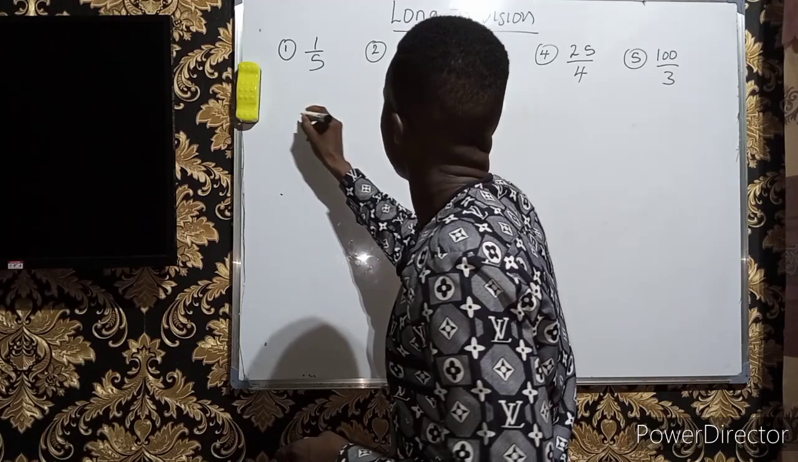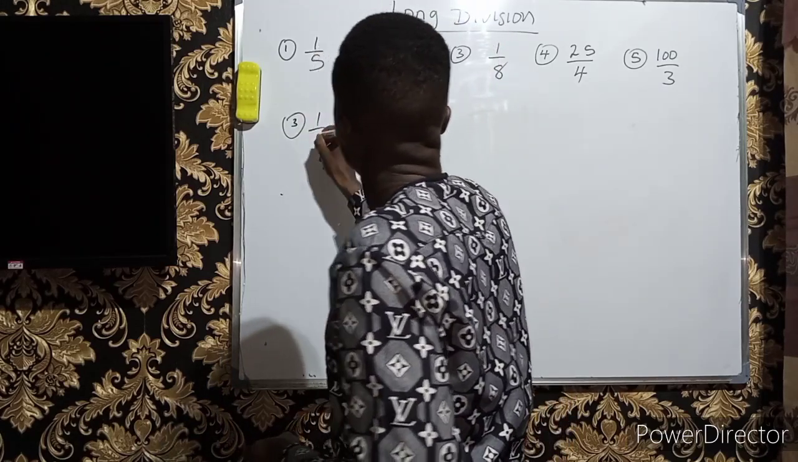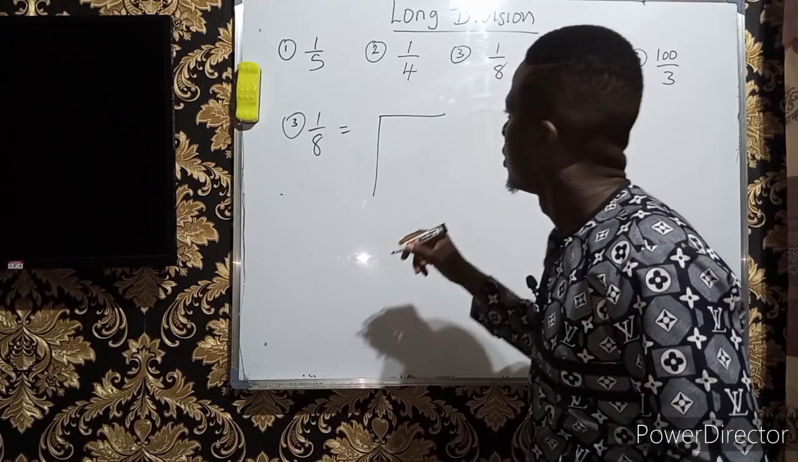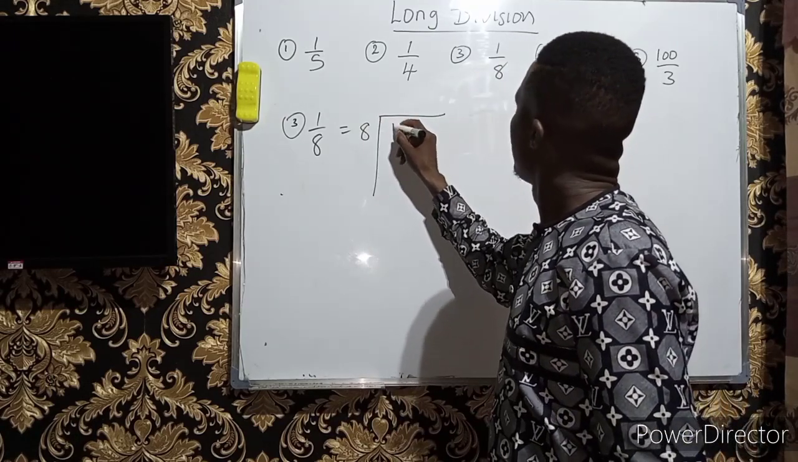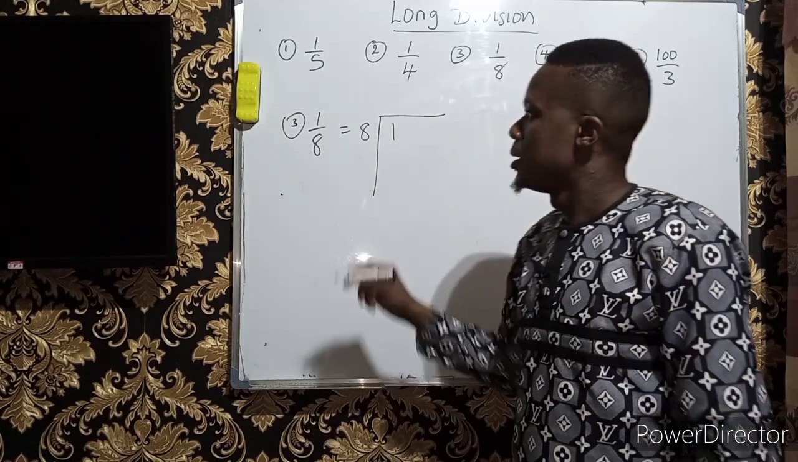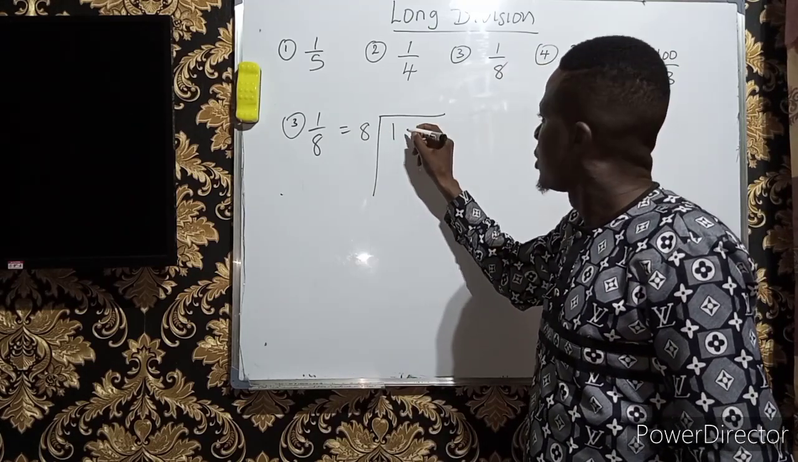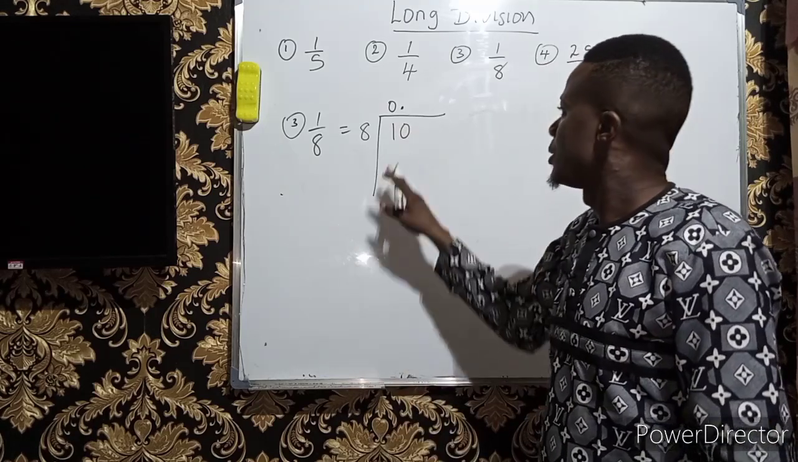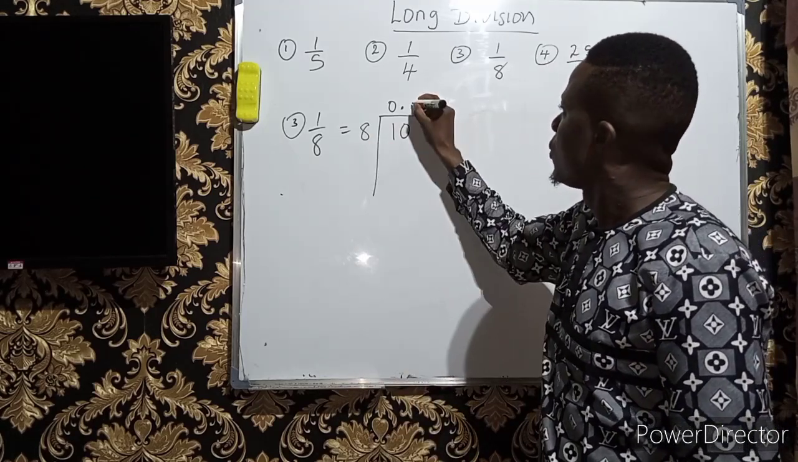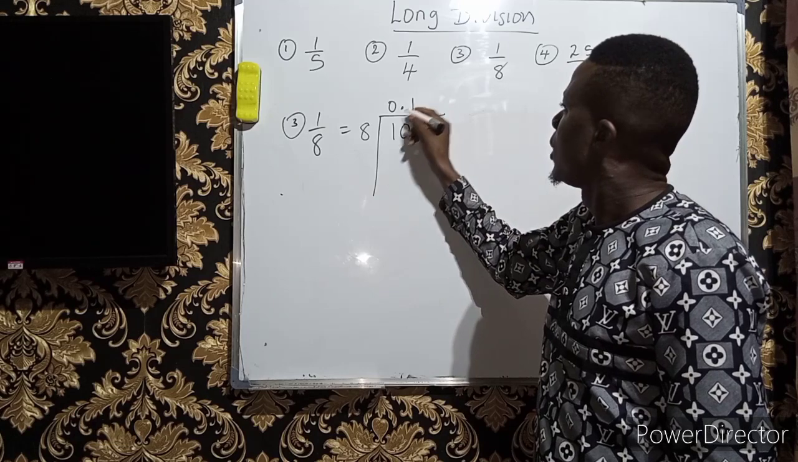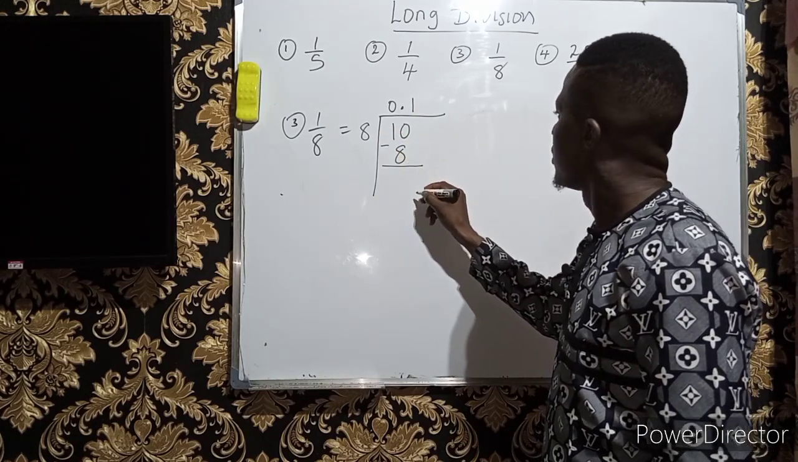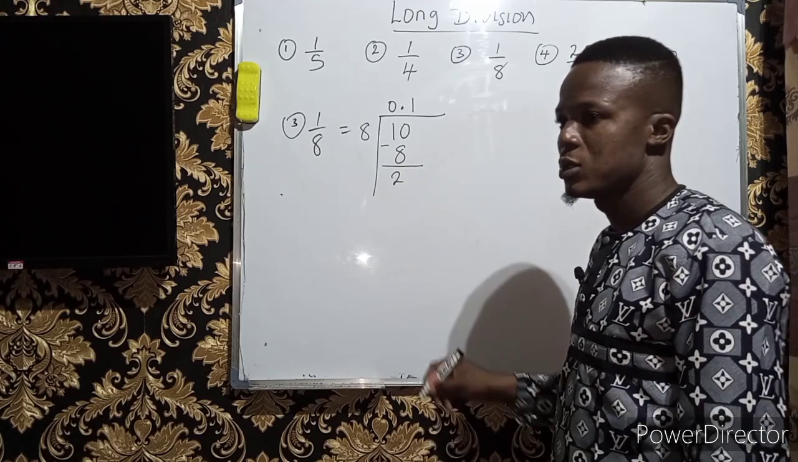So the third question we have 1 over 8. 1 over 8, you draw the symbol as usual. Now 8 will be outside while 1 will be inside. 8 persons cannot share one item, because of that we add 0 and put 0 point. Now 10 divided by 8, they will get up to 1. You write 1. 1 times 8 will give us 8. You subtract. When you subtract, you are getting 2.